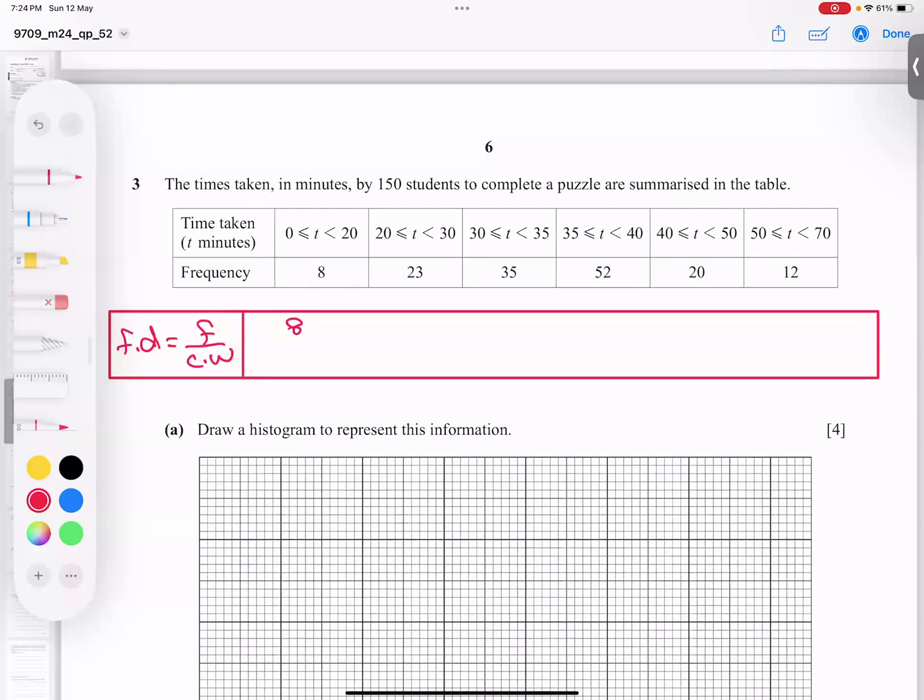So, for example, what is the frequency for the first column? 8. And what is the class width? The difference of this and this. So 20 minus 0. And if I divide them, 8 over 20, I get 0.4. So the first column is clear.